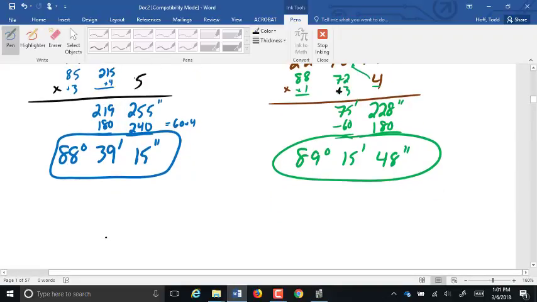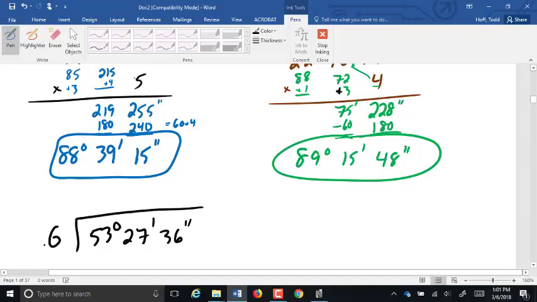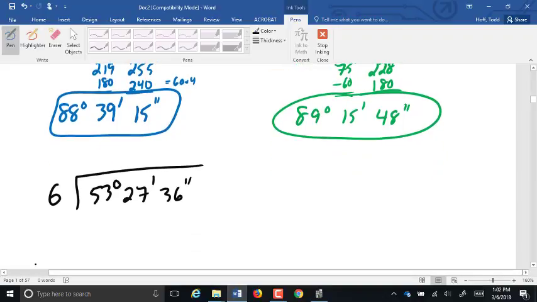So then to divide, we might have something like 53 degrees, 27 minutes, and 36 seconds that we're dividing by 6. When we divide, remember that's the only operation where we start at the left and work our way to the right. We go backwards. So we're going to start out with 6 going into 53. How many times does 6 go into 53? 8. So that's going to be 8 degrees.